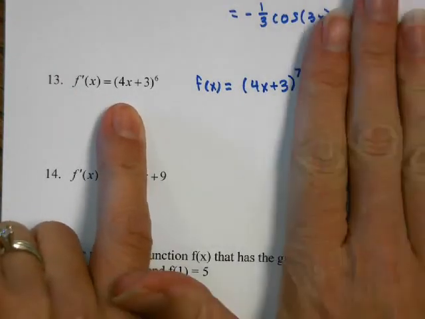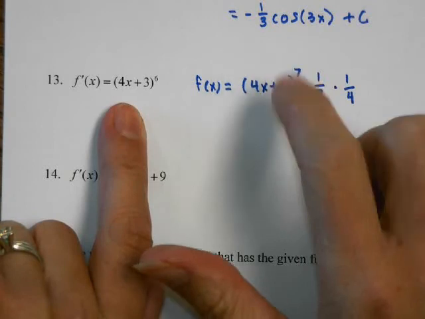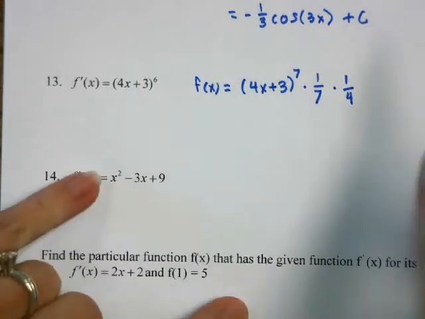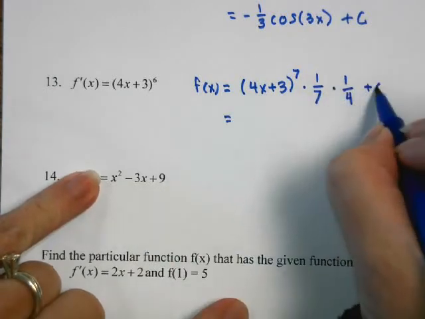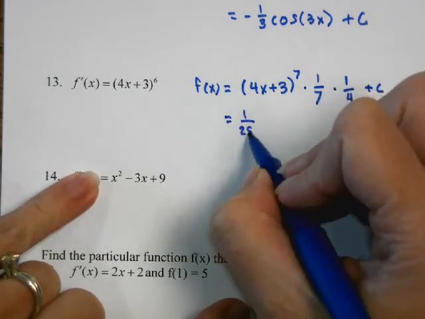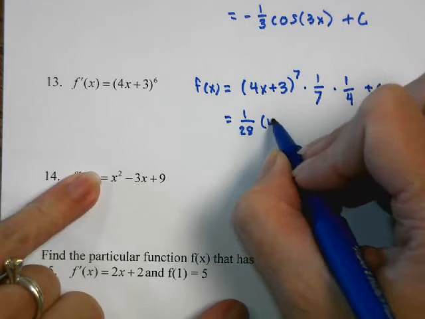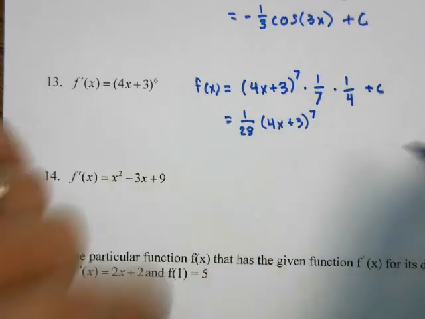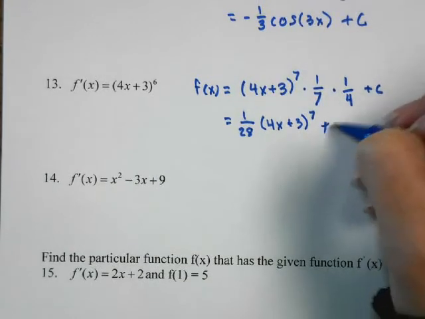But if I took just this derivative, we'd have a 7 out front, and we'd have a 4 that we'd be multiplying by. So I need to undo those things here. So this is 1/28 4x plus 3 to the 7th is our antiderivative.